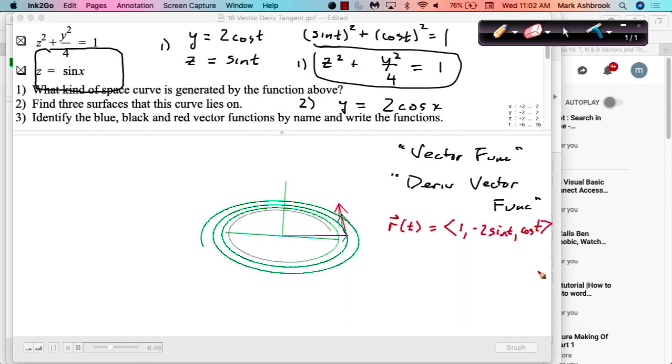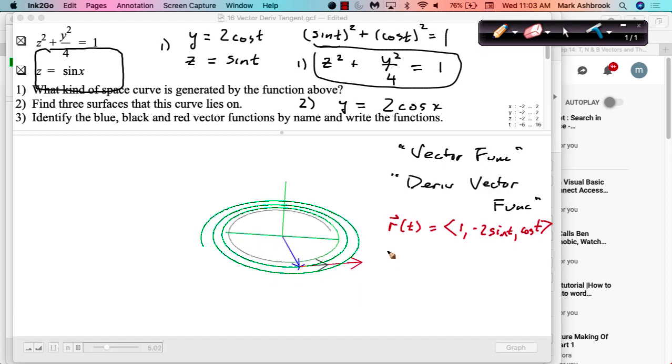Now the black thing is something new, but I heard that some of you kind of figured it out. What do you notice about the black versus the red? It's not changing in magnitude, and it stays in the direction of the red vector. Same direction as red, but has a constant magnitude. What might that be? The tangent vector. Yes, this is a tangent vector too. This is called the unit tangent vector function.